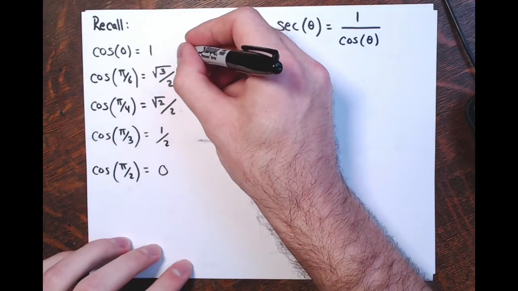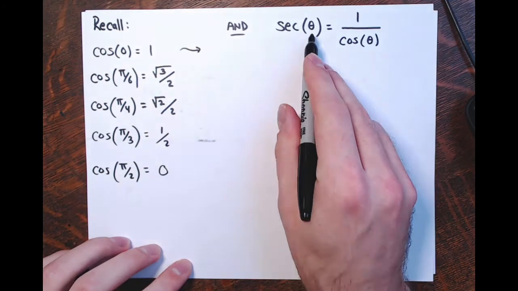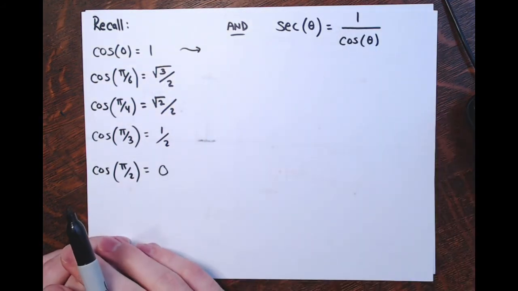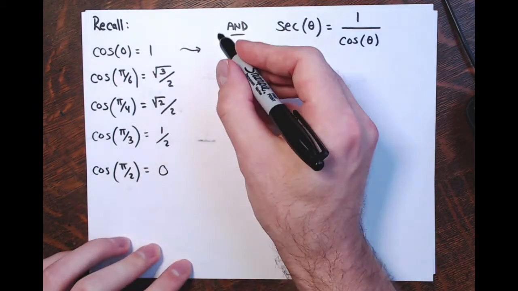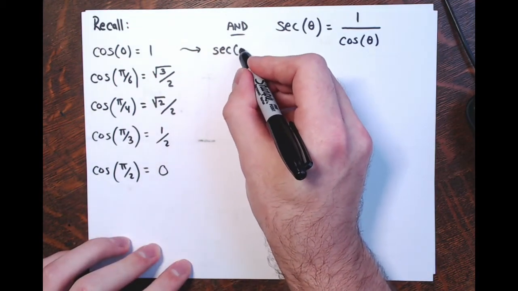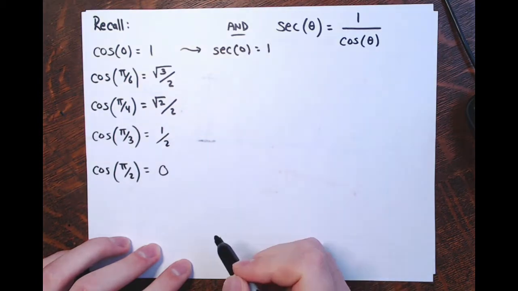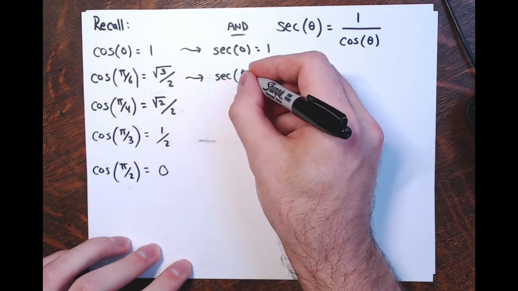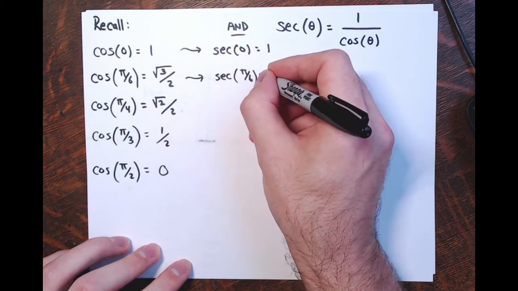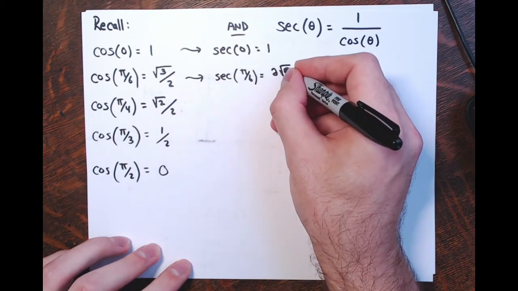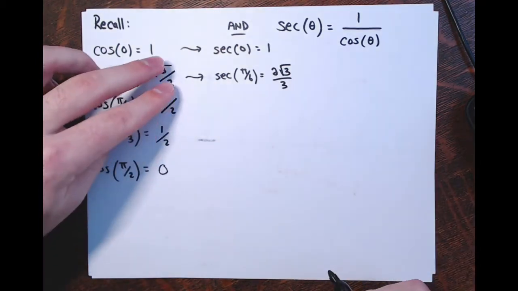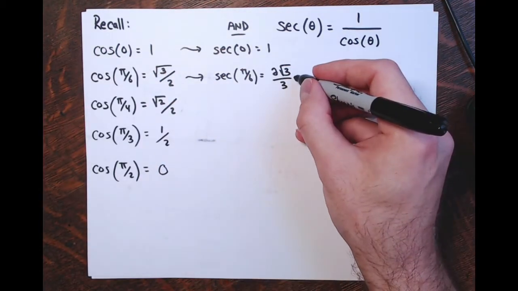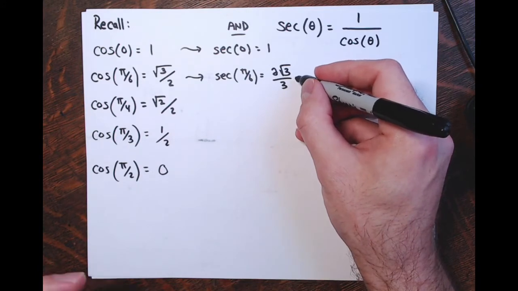All right, so we can tell you what the secants are. Remember, the secant of an angle was the reciprocal of the cosine, 1 over cosine. So the secant of 0 is 1. The secant of pi over 6 is 2 times the square root of 3 over 3. Flip that, 2 divided by the square root of 3, and then if you rationalize that, remember this was approximately 1.15.